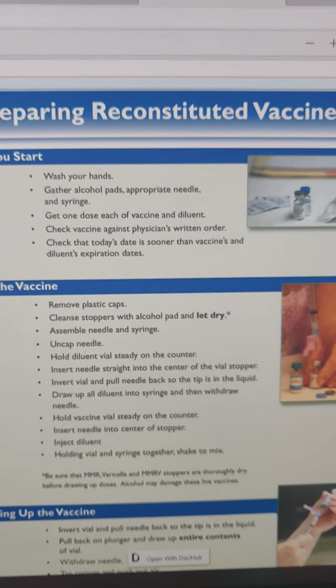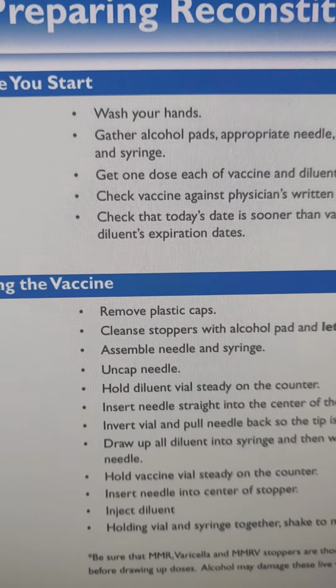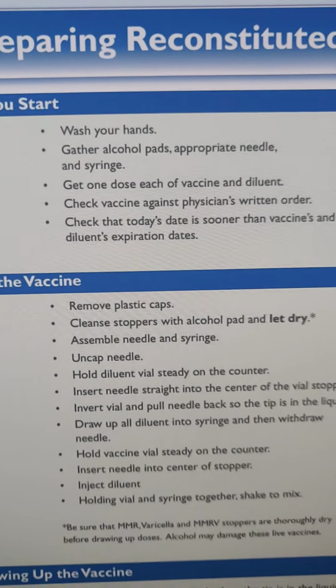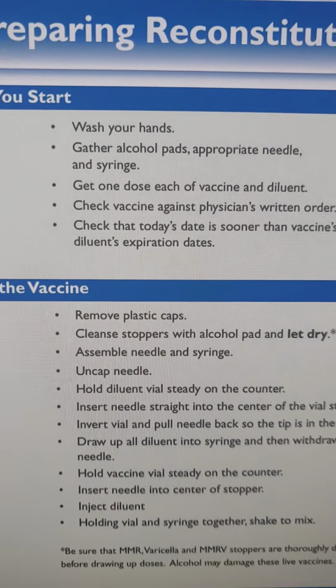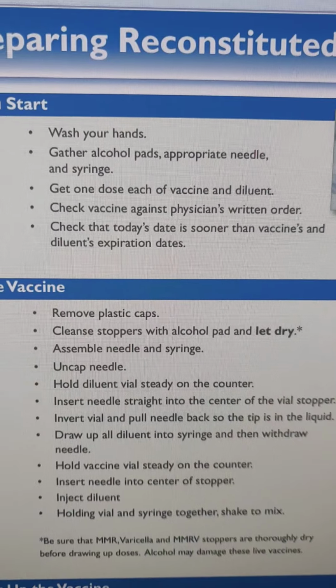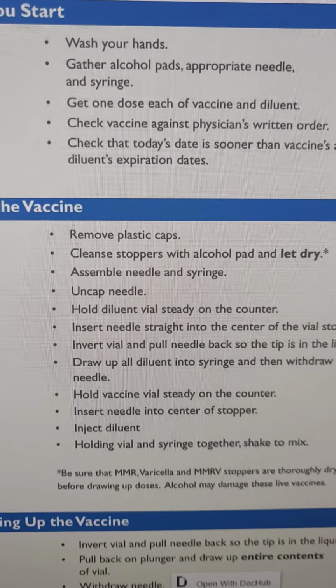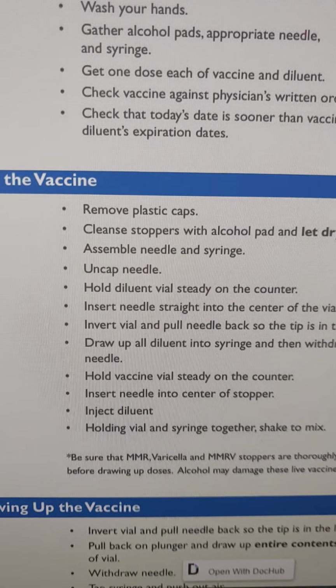Preparing reconstituted vaccines. Before you start, wash your hands. Alcohol pad, needle, syringe, 1 dose of each vaccine and diluent. Check the vaccine against physician order. Check today's date. Yep, make sure it didn't expire. Mix the vaccine. Remove the plastic cap. Cleanse the stopper. Assemble the needle and syringe.